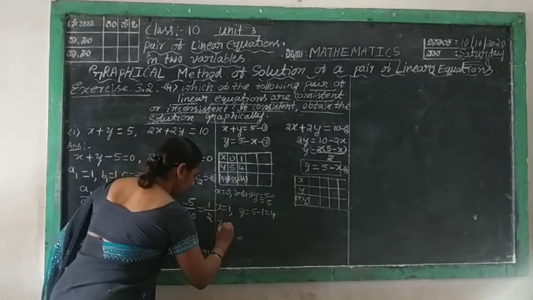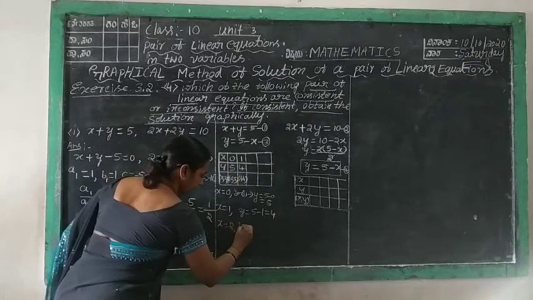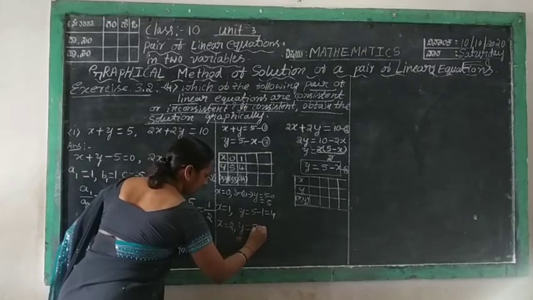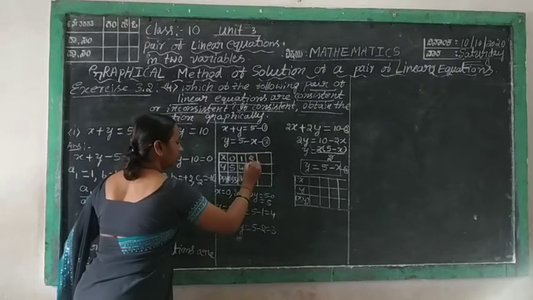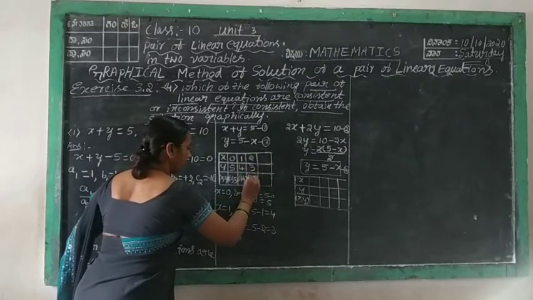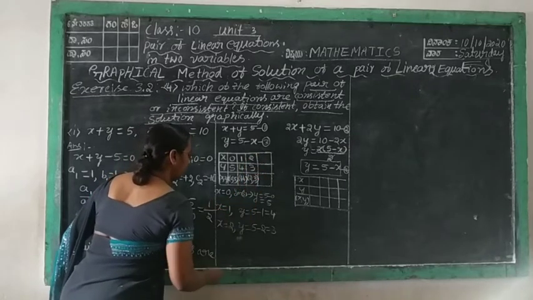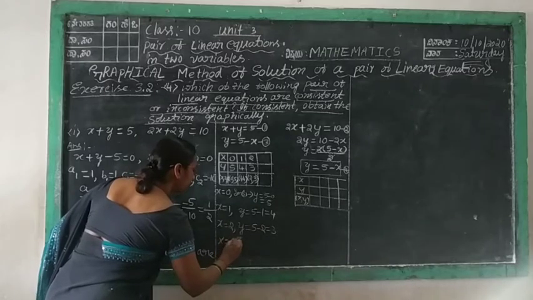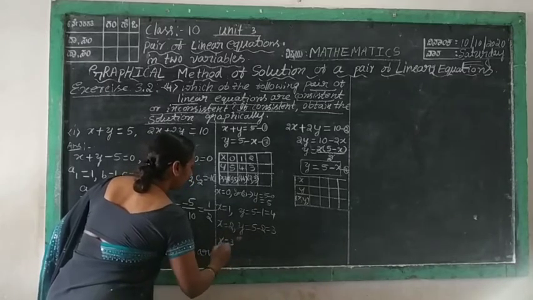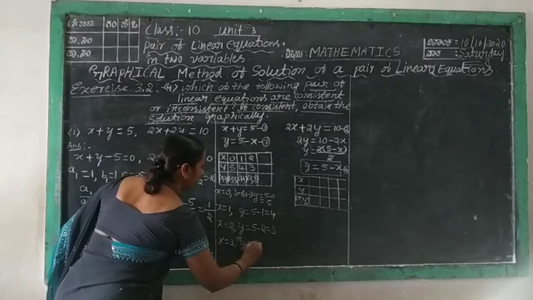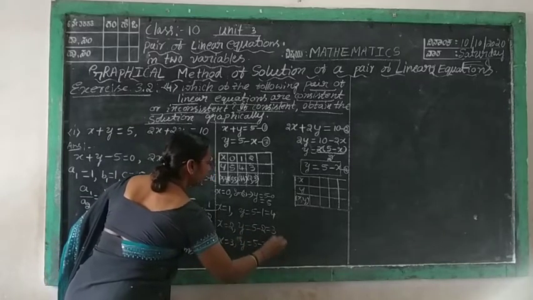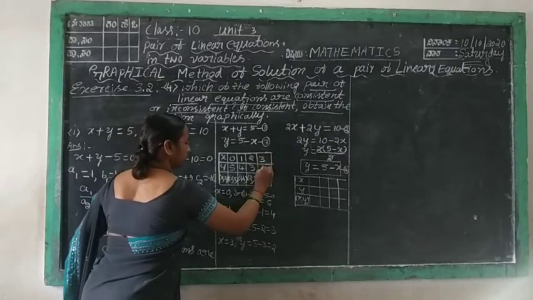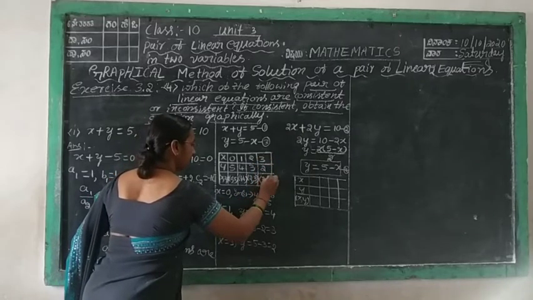Then put x is equal to 2. We get 5 minus 2, which is equal to 3. The coordinate is 2 and 3. Then again x is equal to 3. We get 5 minus 3, which is equal to 2. The coordinate point is 3 and 2.